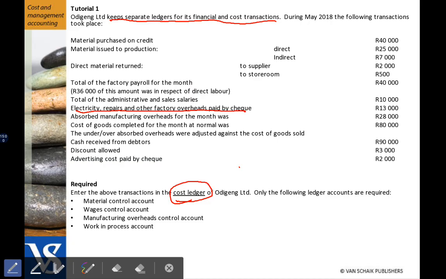So that's all we need to know when it comes to the interlocking accounting system. You see these systems, and I'm still messing up with them.